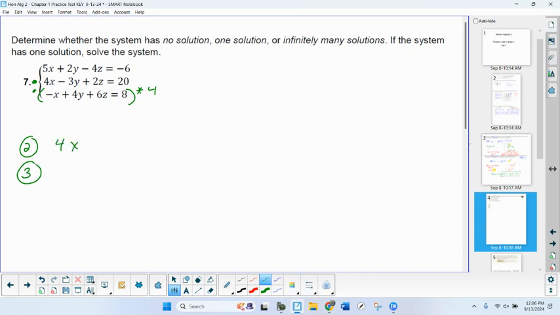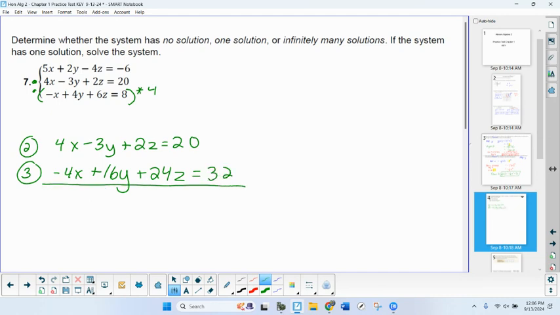I'm going to bring down equation 2 and equation 3. So you had 4x minus 3y plus 2z equals 20. And when you multiplied equation 3 by 4, what did you get? Negative 4x plus 16y plus 24z equals 32. All right, and when you added those together, what did you get? 13y plus 26z equals what?